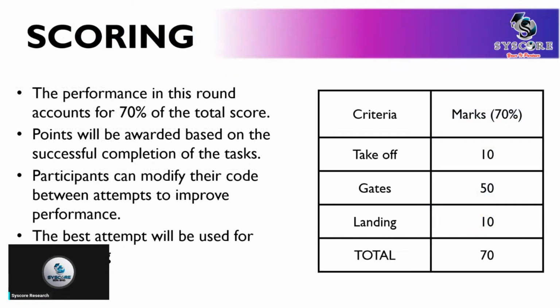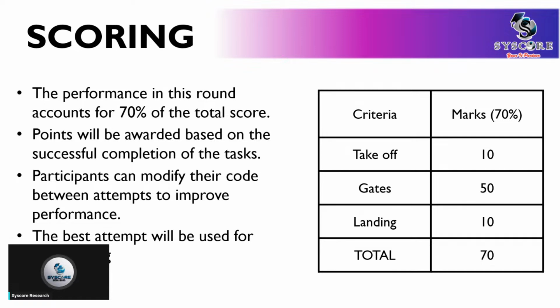Okay, the scoring system is quite different. The performance in this round accounts for 70% of the total score. Points will be awarded based on the successful completion of the task. Participants can modify their code between attempts to improve performance. The best attempt will be used for your final scoring.